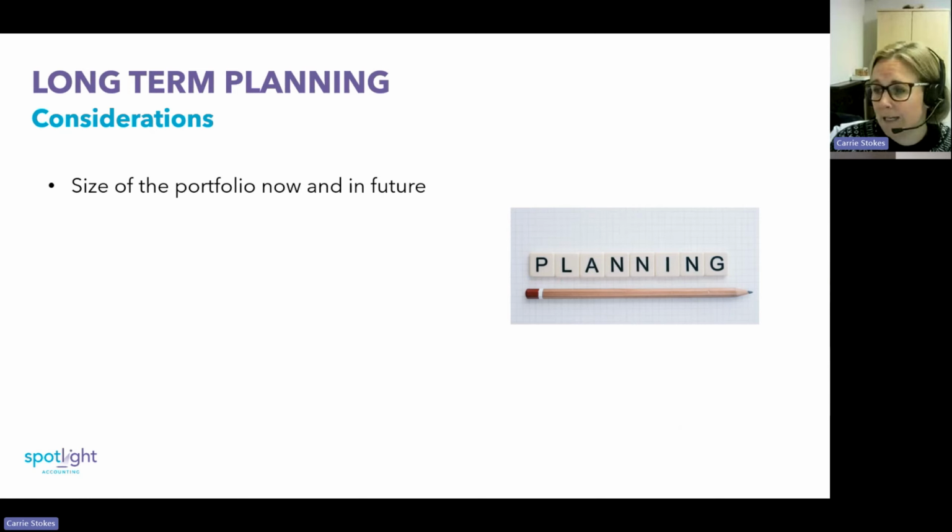So long-term planning, what do you need to consider? Firstly, before making any decisions as to what legal entity needs to own the property and where it sits, it's the size of the portfolio now and the size of the portfolio in the future. So if you've got one property and you intend to stay at one property, it might be worth owning that personally. But if your long-term plan is to build up a large portfolio, again, it might be looking at using an SPV structure from the start.